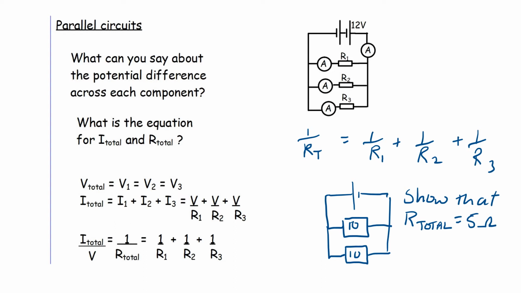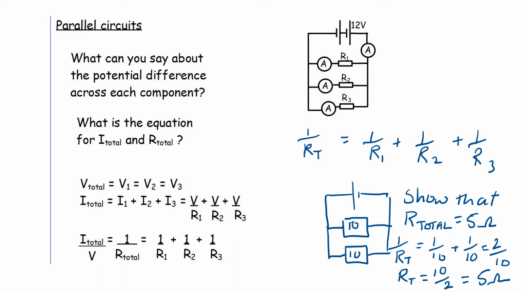Question: if you've got two 10 ohm resistors connected together in parallel as shown, show that the total resistance is 5 ohms. Pause the video and have a go at using this equation to show that this total resistance is 5 ohms. So we'd write that out as 1 over RT equals 1 over 10 plus 1 over 10, which we know is equal to 2 over 10, and then RT is the reciprocal of that, so that's equal to 10 over 2, which equals 5 ohms.